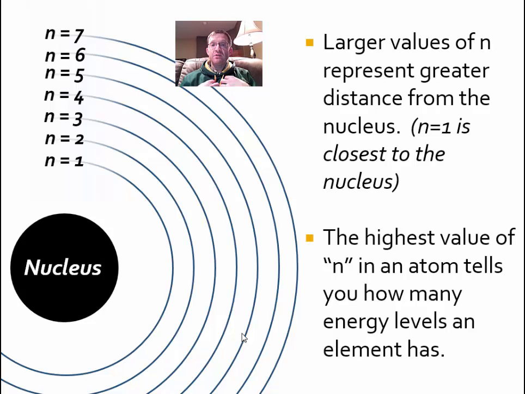So if you're an electron and your n equals 5, I know right off the bat that you're somewhere in the 5th energy level, the one that's 5th out from the nucleus. We have to go a little further to talk about what kind of shape you're moving in, which way you're spinning, and what your orientation is, those other quantum numbers.